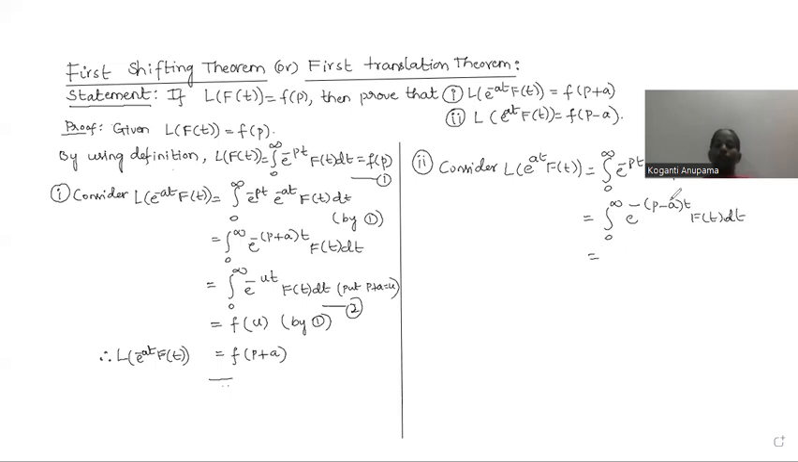Like the previous part, let us assume p minus a as v. Then it becomes the integral from 0 to infinity of e power minus vt f of t dt. What is the reason behind this step? We put just p minus a as v. Right. Now observe, let it be named as equation number 3.